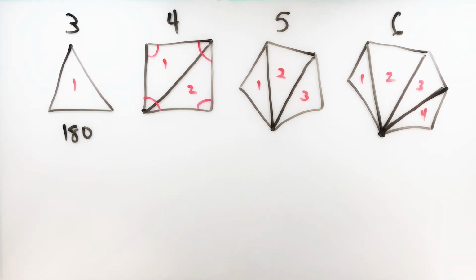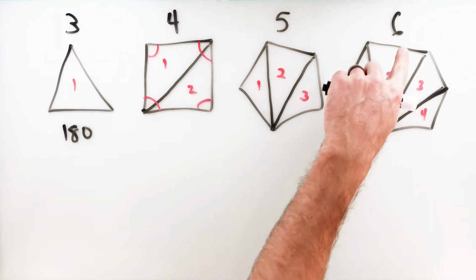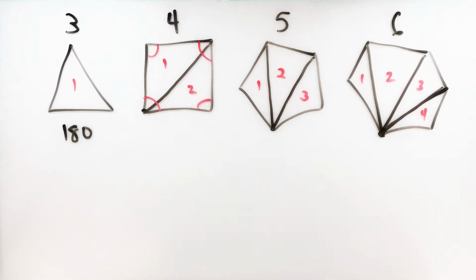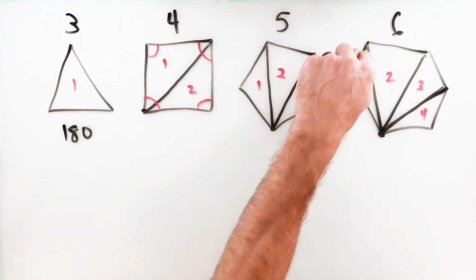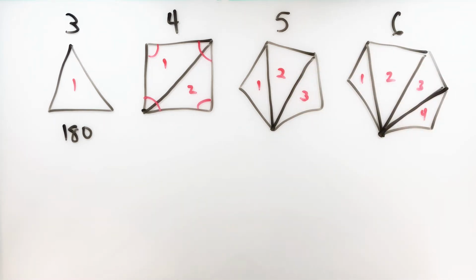Can you see what the relationship is? It's always two less. So again, six sides, four triangles; five sides, three triangles. If I subtract two from the number of sides, that leaves me with the number of triangles that I can create, where all of those triangles, when I add up all the angles, will get me the sum of all the angles in each figure.